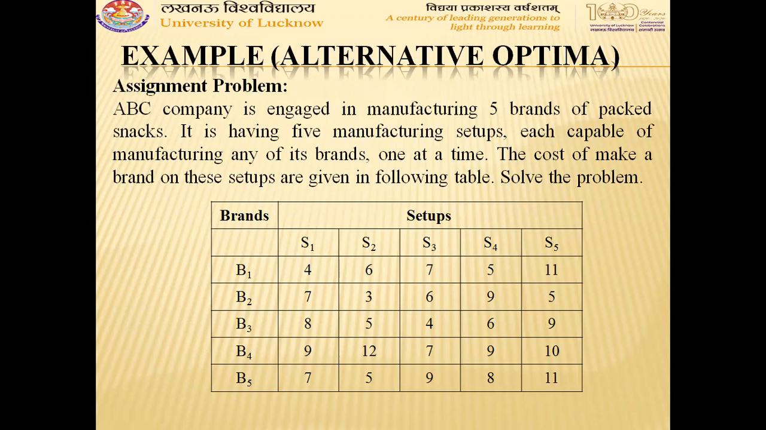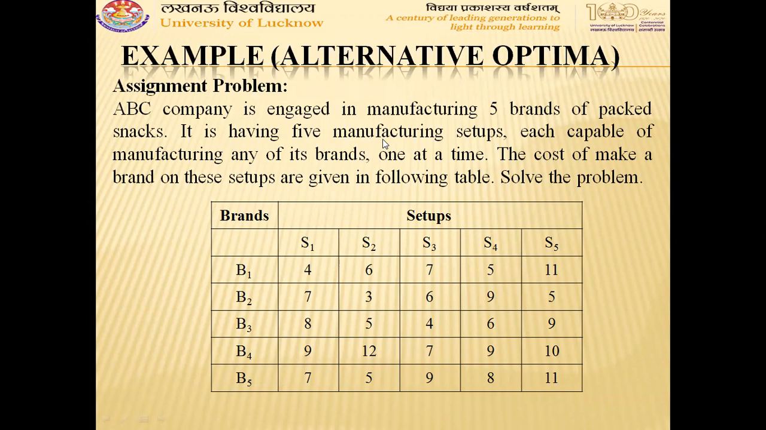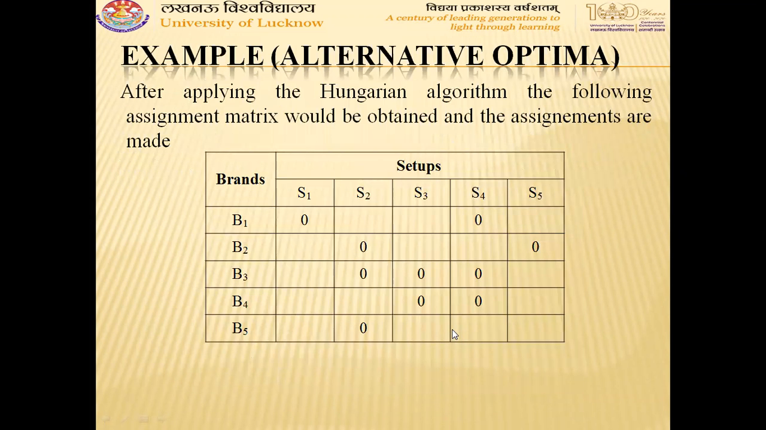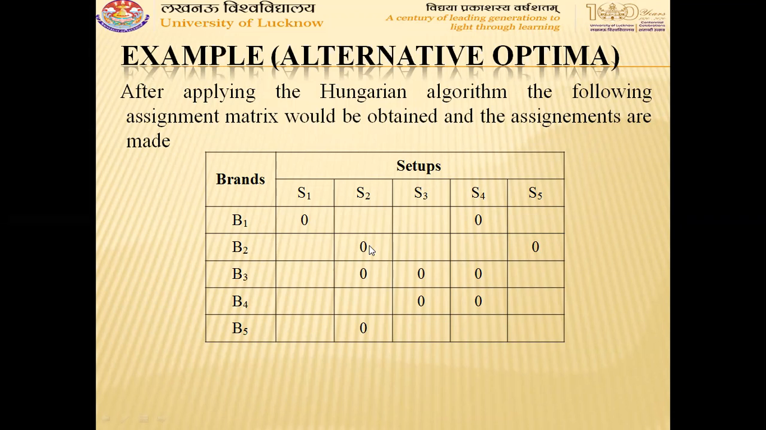In the same manner, in the case of an assignment problem, I have taken the example of a 5 cross 5 matrix where 5 brands of snacks are manufactured using 5 different manufacturing setups, and the cost is given. Then the Hungarian algorithm is applied on this and this matrix is obtained for the solution. When we make the assignment, this 0 is selected, then this one is crossed off, then this one is selected, this one will be crossed off, this one will be selected, then this one will be crossed off.